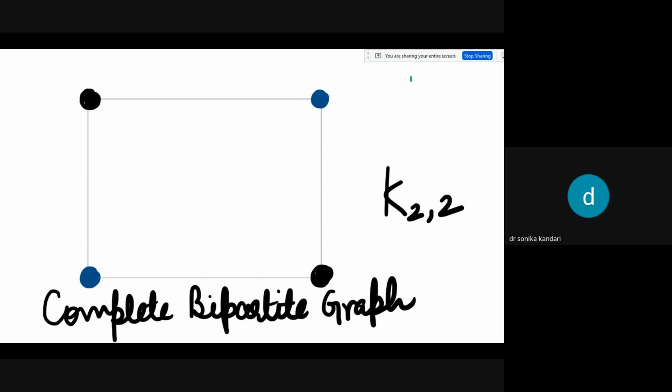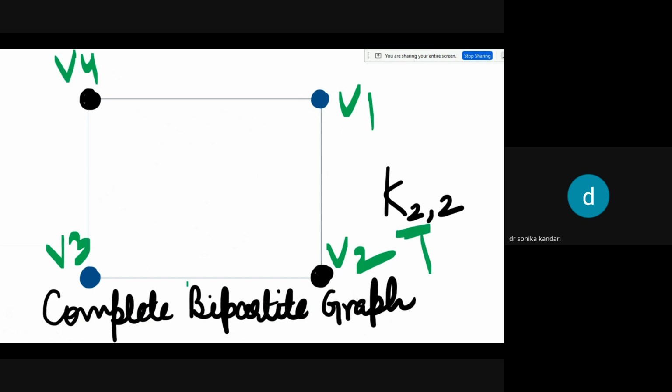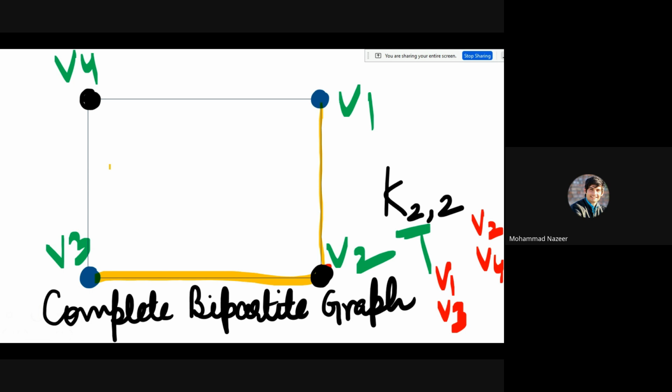So yes, name the groups. Can you name the elements of the first group? V1, V3 and V2, V4. Another group is V2 and V4. See this V2. V2 is connected to another group, to V1. See here, V2 is connected to a member of another group. Is it clear? Yes, ma'am.